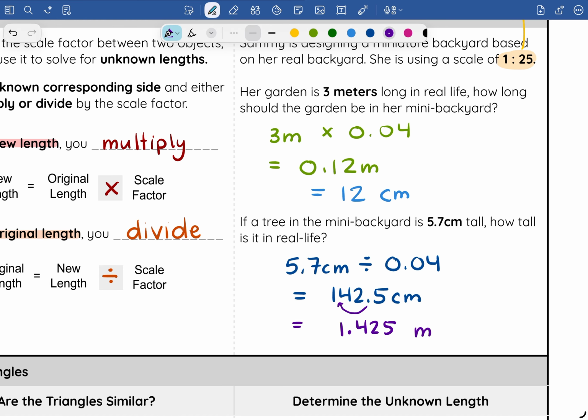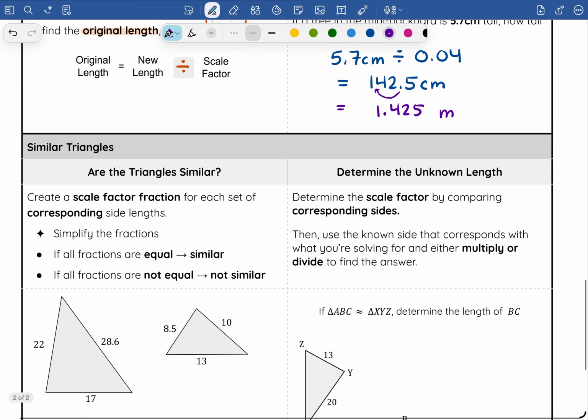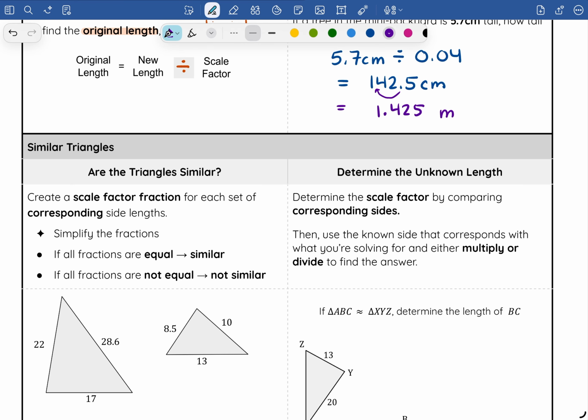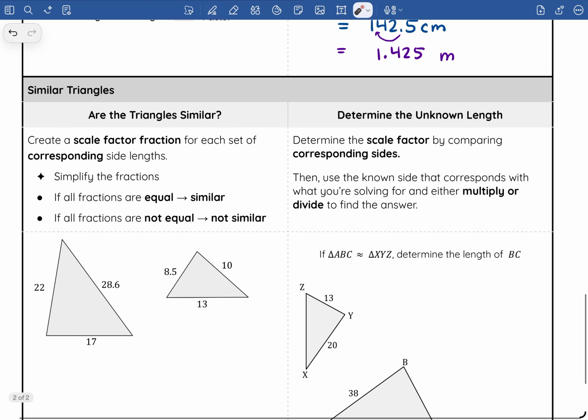Okay, our last little bit here on our study guide is all about similar triangles. In grade 10, you have a whole unit all about trigonometry, which is the mathematical study of triangles. It gets more intense than this, but we start with just seeing, are they similar? So the question here is basically, for every side on our big triangle, how does it relate to every side on the small one? And we're calculating the scale factor.